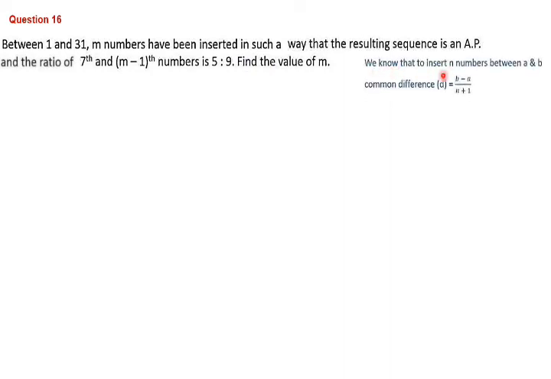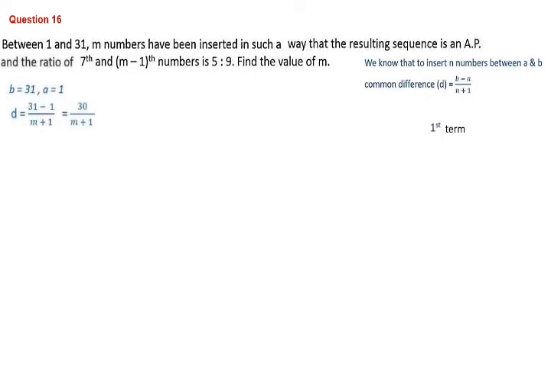Previously also we have done a question of this type. To insert n numbers between a and b, the common difference we need can be calculated by using the formula (b minus a) by (n plus 1). So here b is 31, a is equal to 1. So d we can calculate as (31 minus 1) divided by (m plus 1). This is our d, because we don't know n, we are asked to put m numbers. Find the value of m. Then that is 30 by m plus 1.